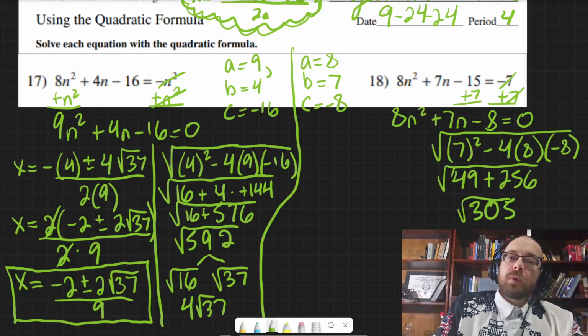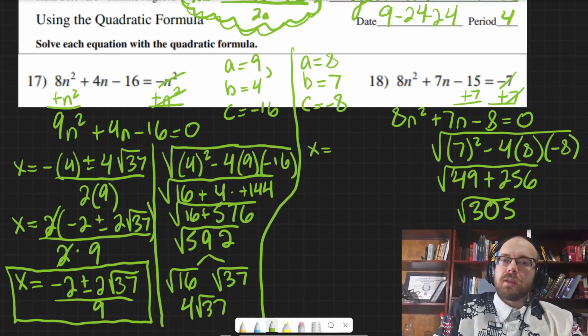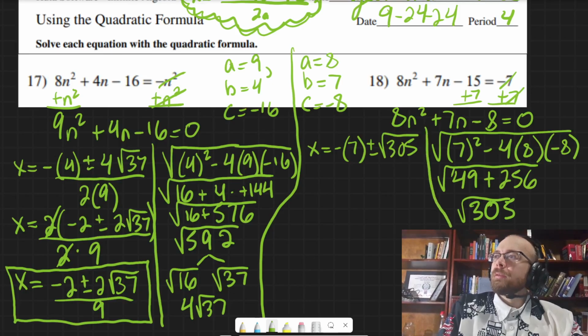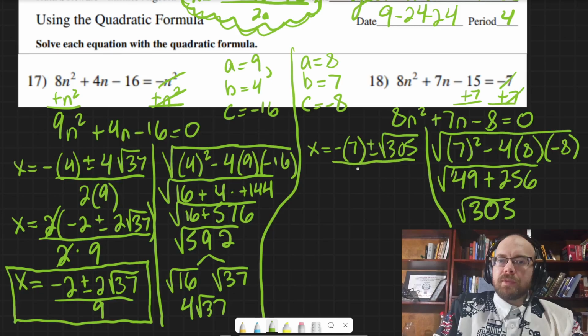So we would just go ahead and do our thing. So x is equal to negative b plus or minus the square root of b squared minus 4ac, the 305 thing. Put a little border there. All over 2a. So all over 2 times a. And once we simplify that, we're done.